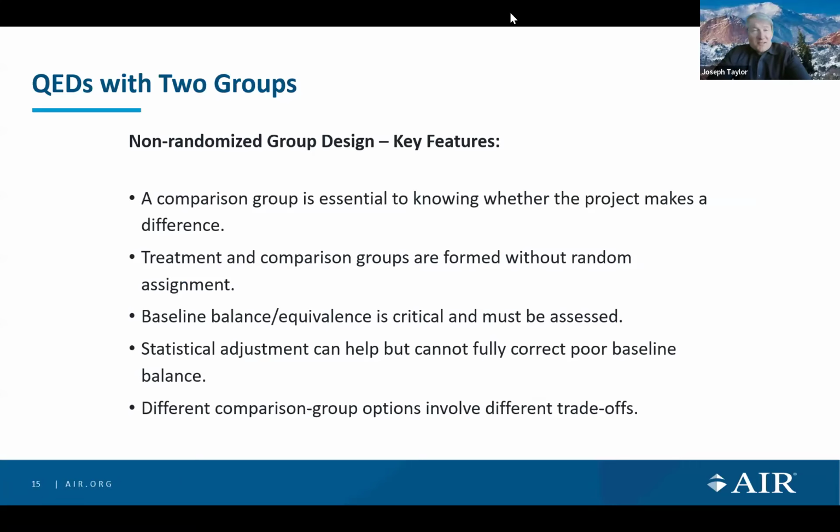Okay, I'd like to continue by describing the key design features of QEDs with two groups. In this design, a comparison group is essential to knowing whether the program really makes a difference. And because the treatment and comparison groups are formed without random assignment, establishing baseline equivalence or balance is critical. That equivalence ideally would be assessed directly, and as Melissa mentioned, while typical approaches to statistical adjustment, such as regression, can help address those differences, it cannot fully correct for poor baseline balance between groups. And finally, different options for comparison groups offer different trade-offs, which is what I will address in the next few slides.